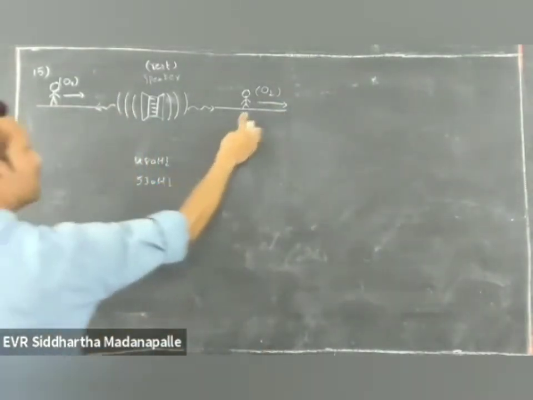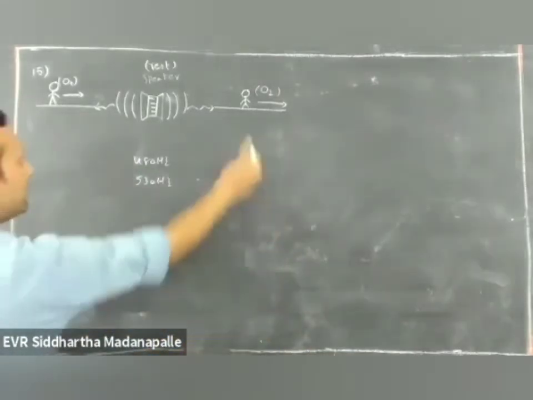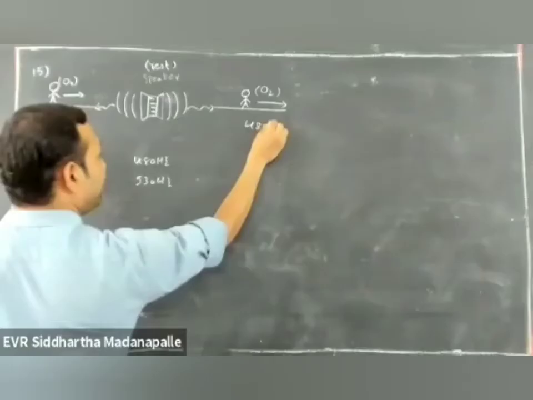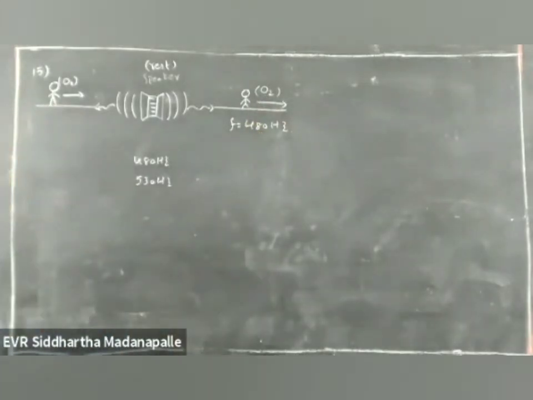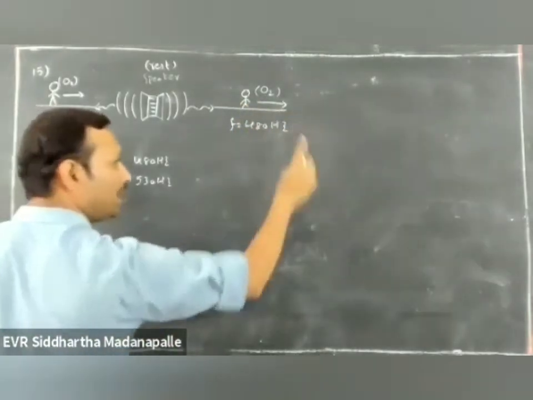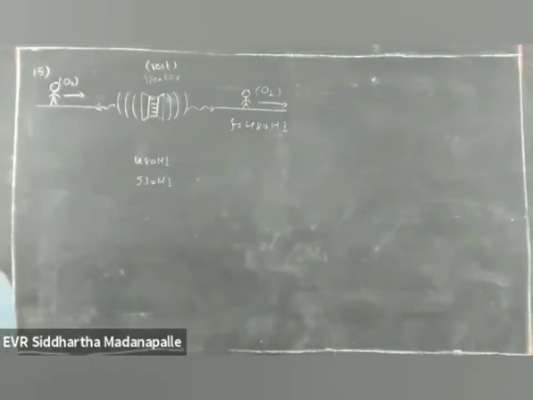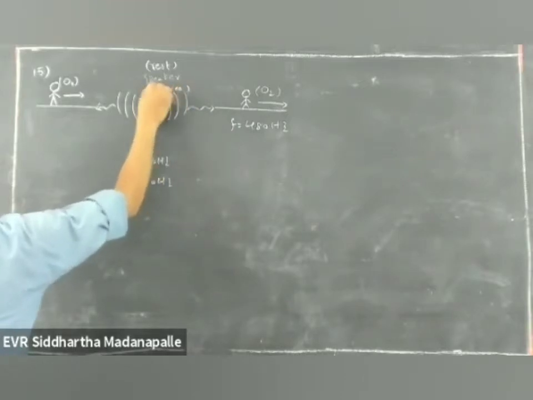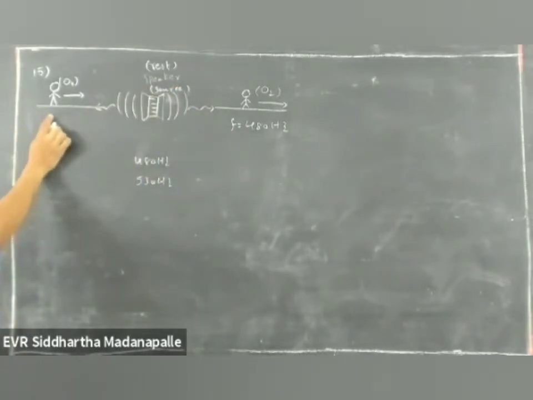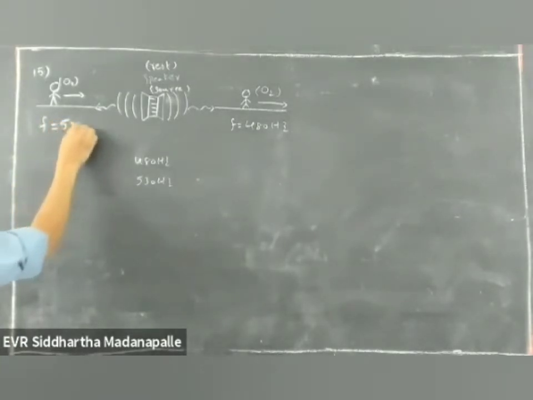Now this observer is going away, so the frequency decreases. What is the frequency heard by this observer? I take 480 hertz. This is the apparent frequency received by observer 2, because he is moving away, and when he is moving away the frequency decreases. And observer 1 is moving towards the speaker, towards the source, right? The speaker is the source here. So the frequency received by observer 1 is 530 hertz.